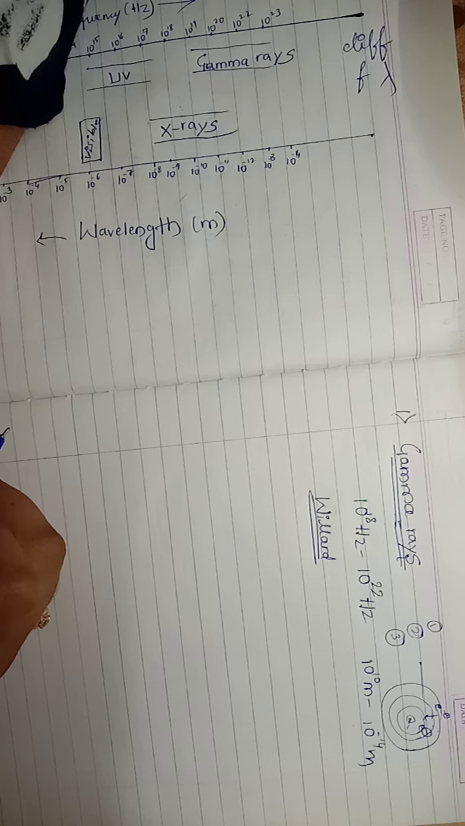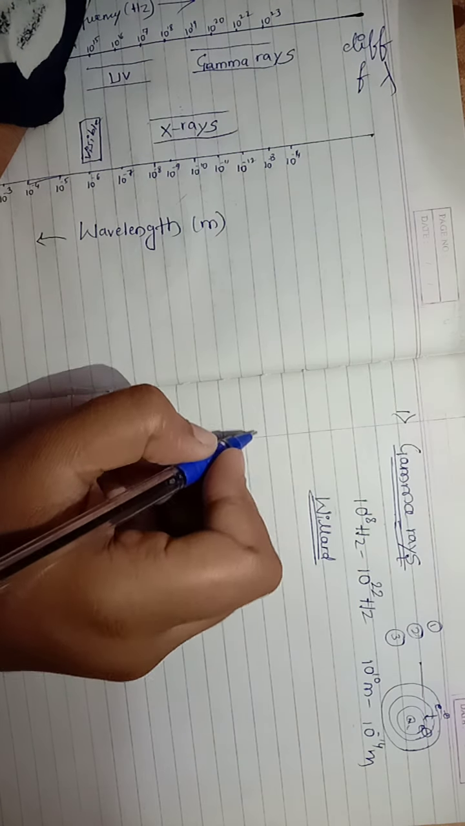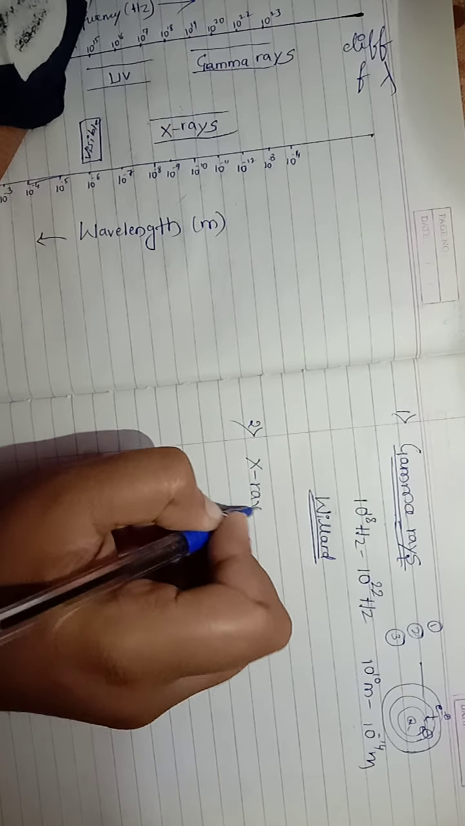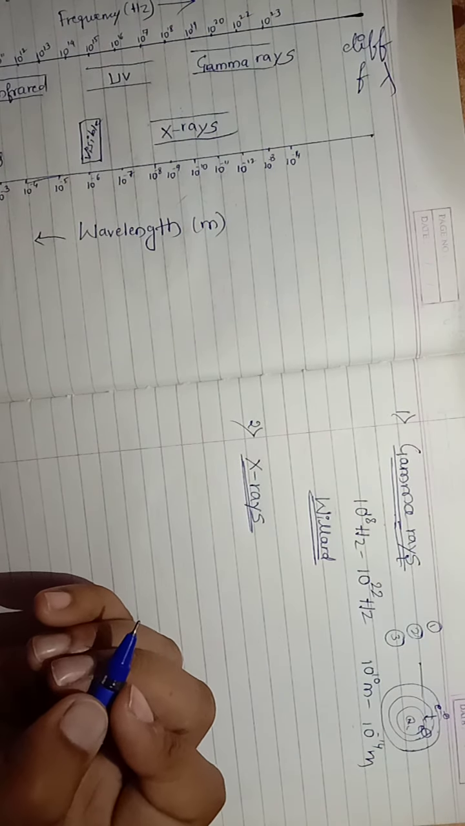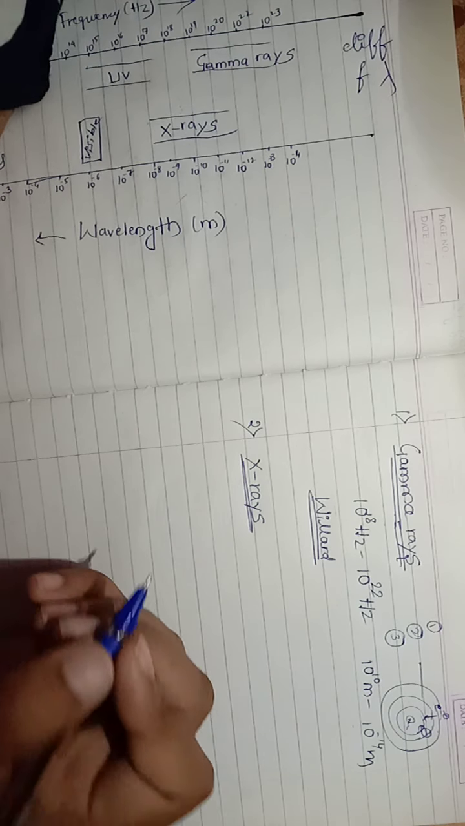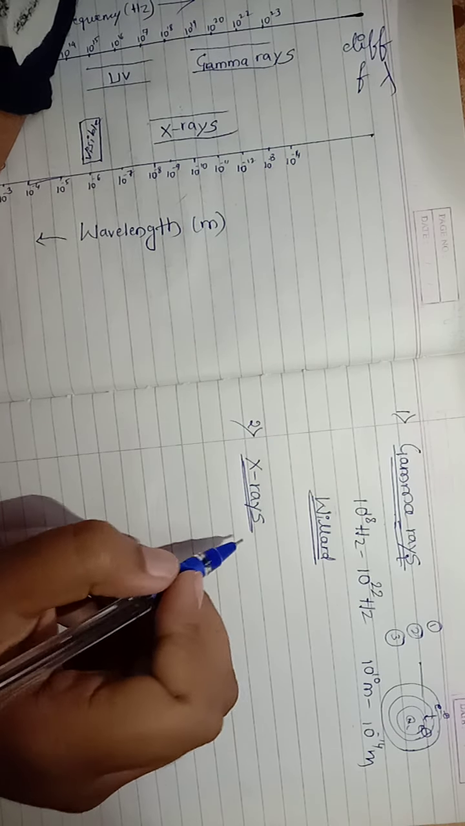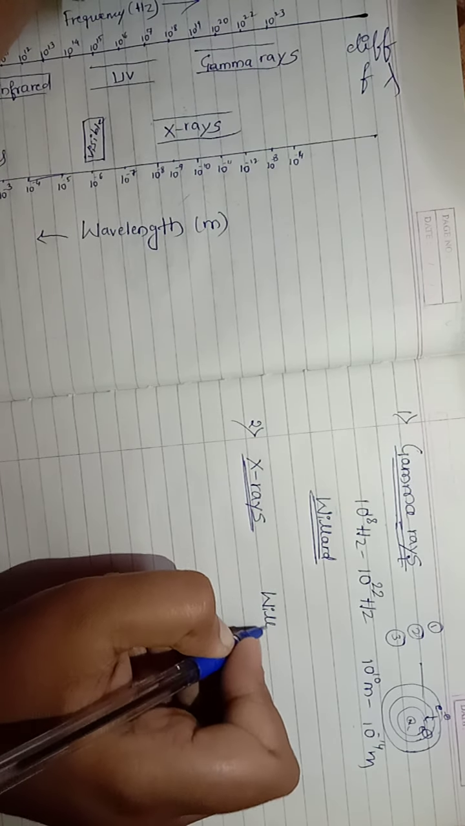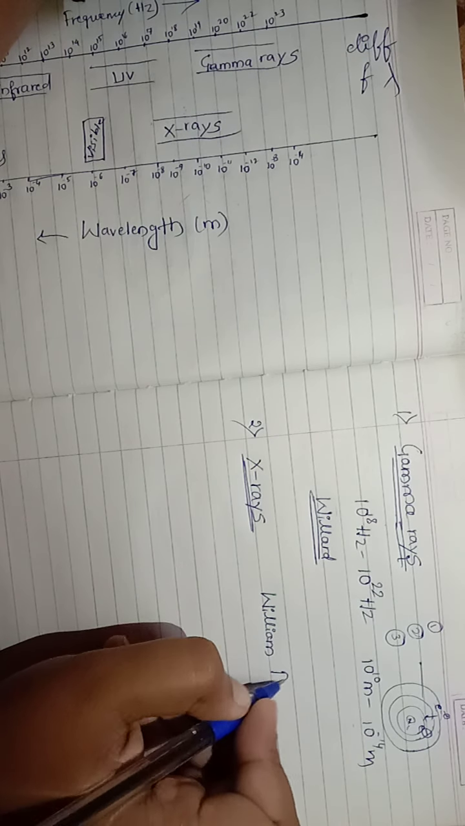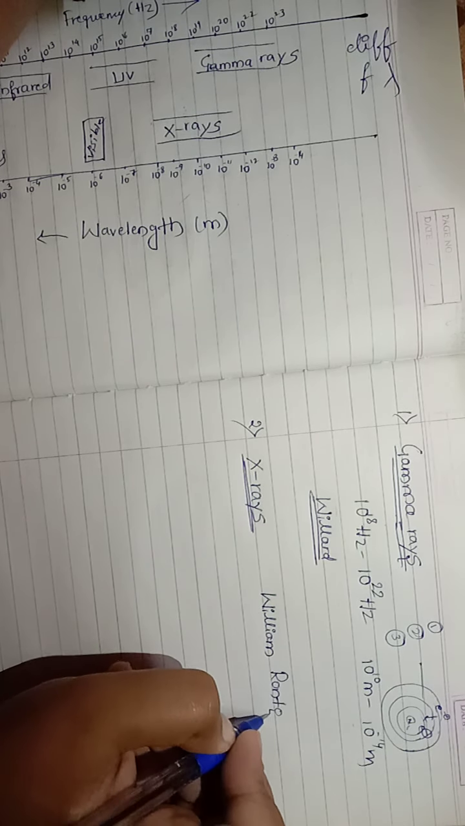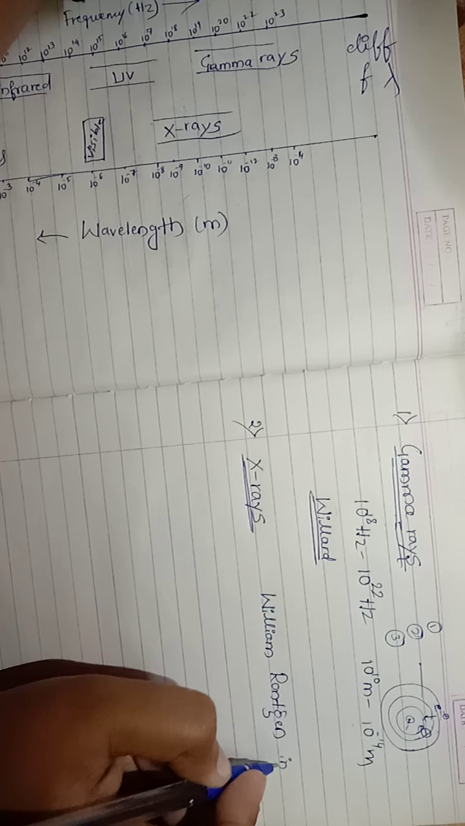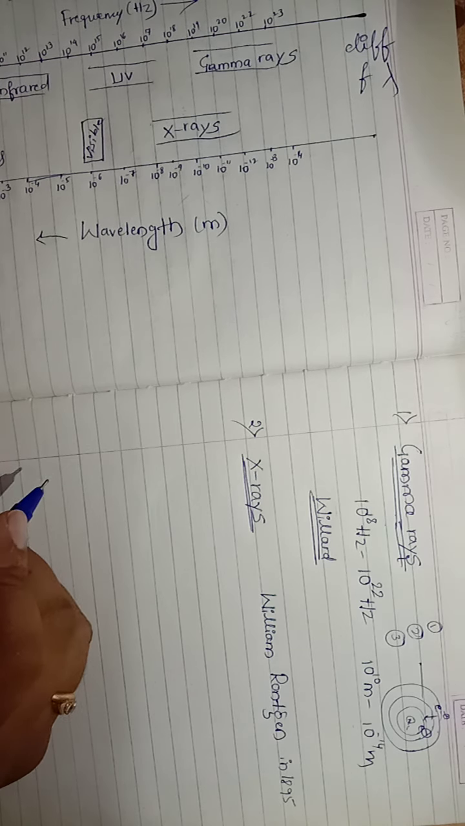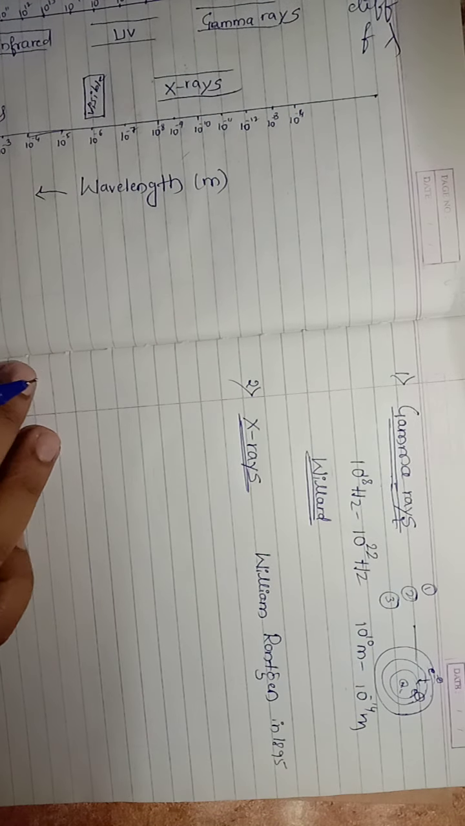So these two to three points you can remember about gamma rays. Moving on to the next, we have X-rays, right? After gamma rays we have X-rays. These X-rays were discovered by William Röntgen. You have studied this in high school classes. William Röntgen discovered the X-rays in 1895.